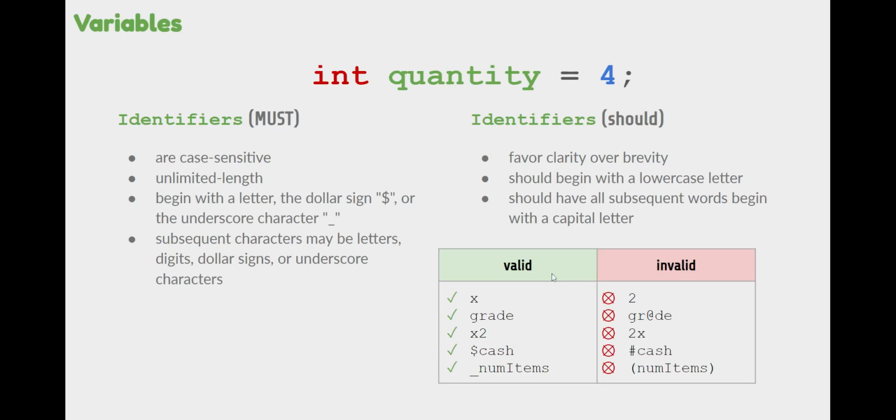So you see our valid variable identifiers on the left. x, that's valid even though it doesn't really pass the should. It's very brief. grade is fine. x2 is fine. $cash, _numItems. Those are all valid identifiers. Invalid, you can't just name something 2. You can't have the at symbol in a name. You can't call it 2x because it starts with a number. You can't call it #cash because this is not one of our starting symbols. And you can't put it inside parentheses because an opening parenthesis is not one of the beginning acceptable characters.